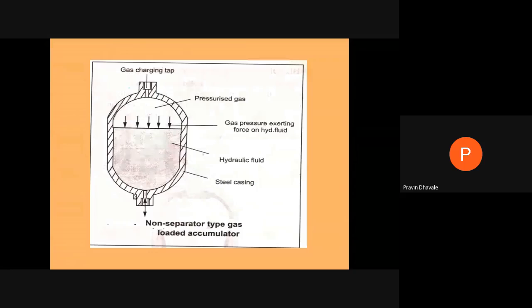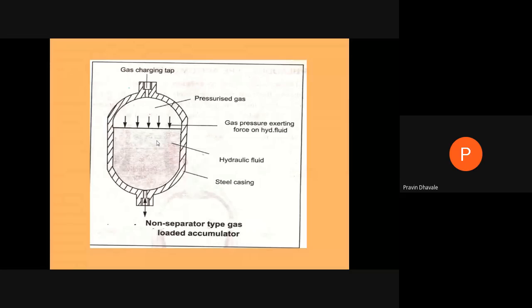Now, what is the limitation of such a type of accumulator? Due to the absence of a physical separator between gas and the fluid, the gas may get absorbed by the oil in certain time. So it will make the oil compressible. The gas will get absorbed by the oil.